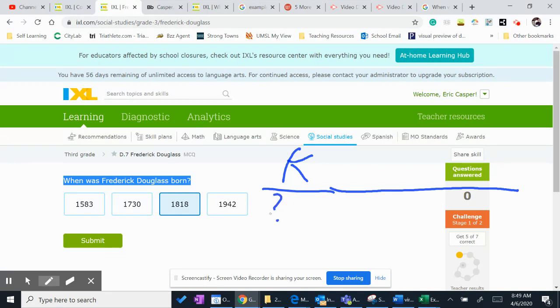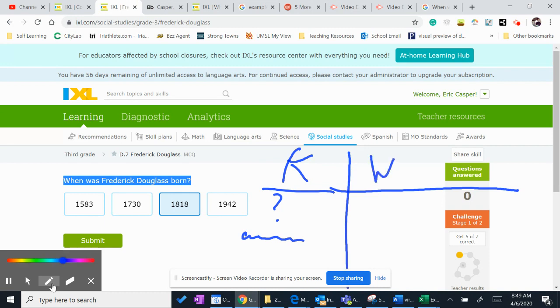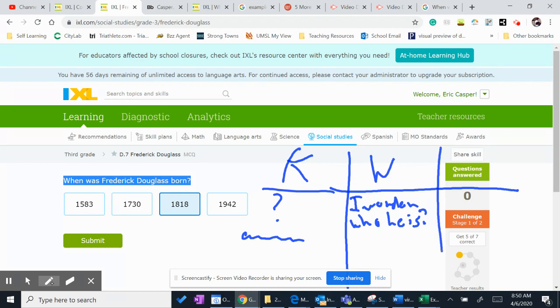If you didn't know anything, but if maybe you did know who he was, if you knew something about him, you could write that down right here. We're going to put a line right here. And then W. What do you wonder? Any questions? Maybe it's just, I wonder who he is. Or maybe it's, I wonder, why is Frederick Douglass important? Or why is he famous? Those are questions that you can ask.